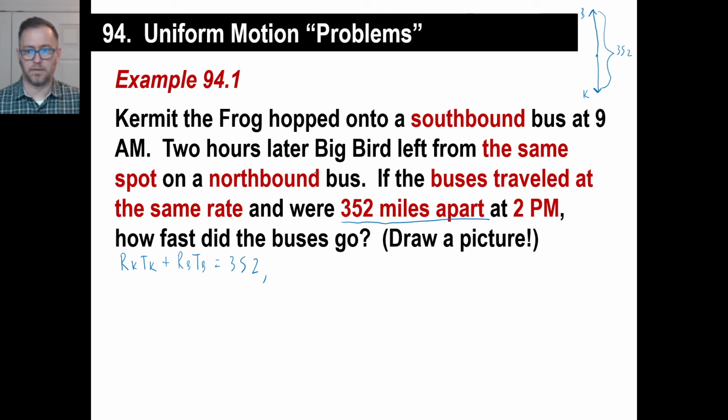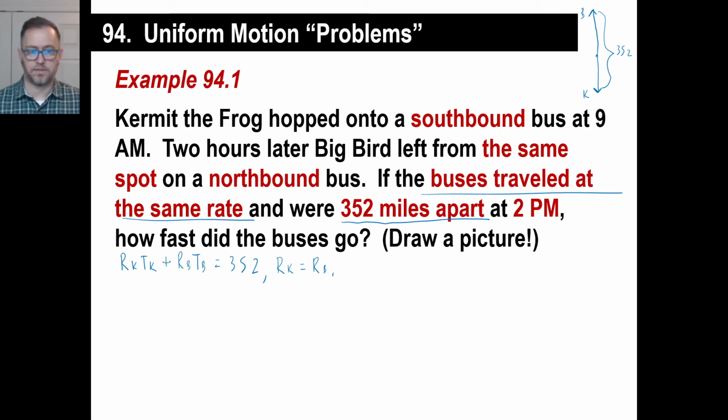So let's talk about, okay. Let's see, they traveled at the same rate. Ooh, helpful. Okay, how can I write that as an equation? You tell me. The buses traveled at the same rate. I'll start you off. The rate of, yep, Kermit equals the rate of Big Bird. There we go. Okay. You could have put S for southbound and N for northbound. It doesn't matter, whatever you want.